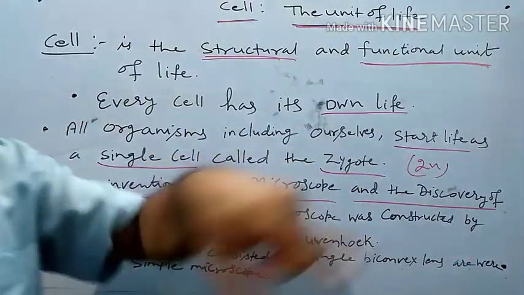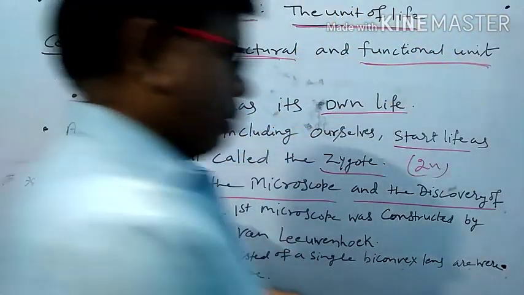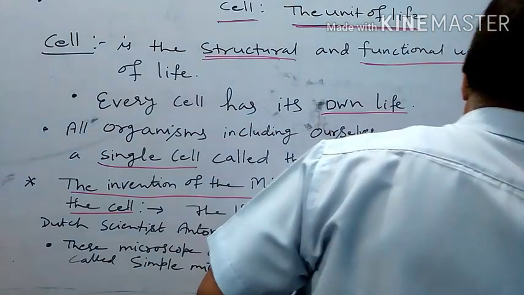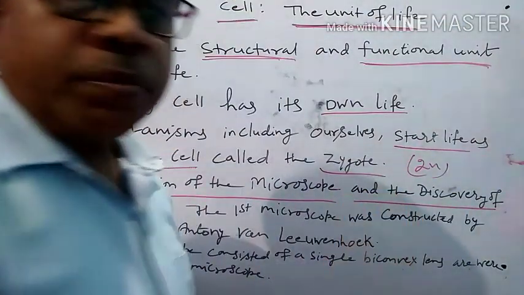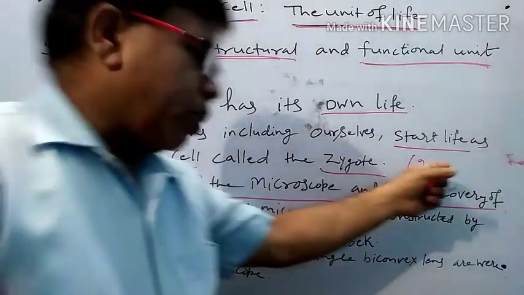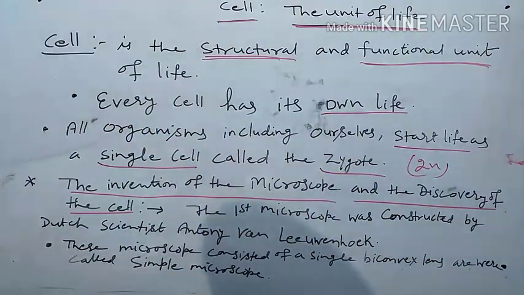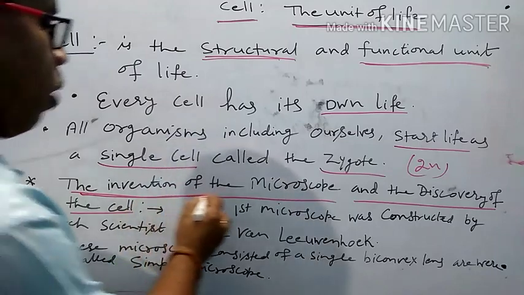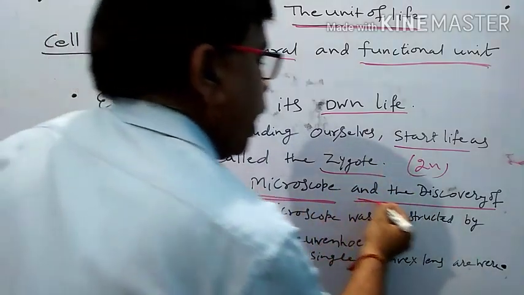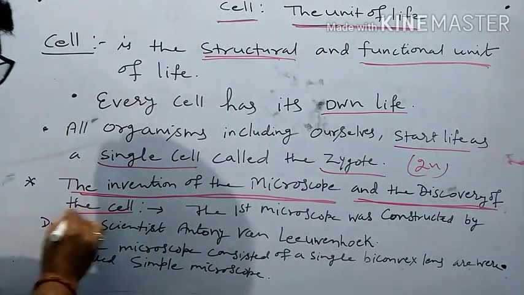And one more thing: haploid is n number of the gamete, and diploid is 2n. Next point: the invention of the microscope and the discovery of the cell.